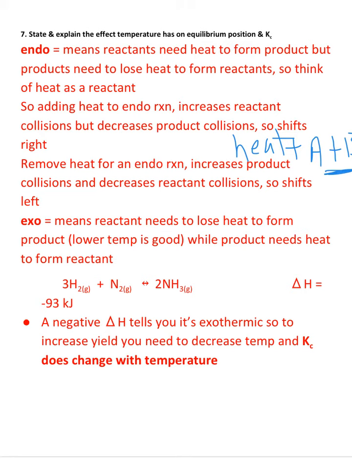So exothermic, we're going to see the reverse thing going on. With my reaction down here, exothermic means a lower temperature is good, like in my example down here. So the negative H is telling me that to increase yield, I should decrease the temperature. And then that would affect my Kc.